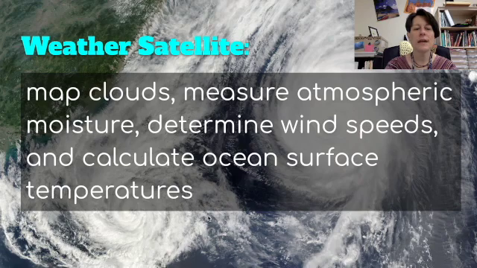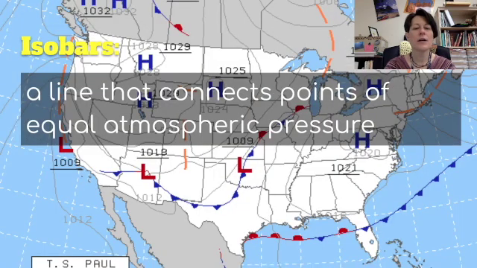We also now use weather satellites. These map clouds, measure atmospheric moisture, determine wind speeds, and calculate ocean surface temperatures all over the world. So it gives us an even better view. Radar is just for a certain area around the radar station. But with this, we can get information all over the world, so we can see that there are some hurricanes forming here.